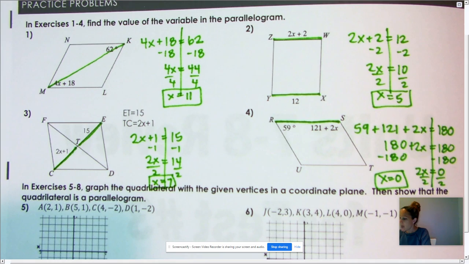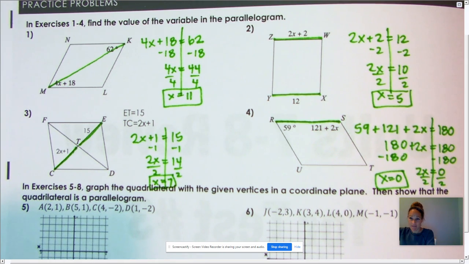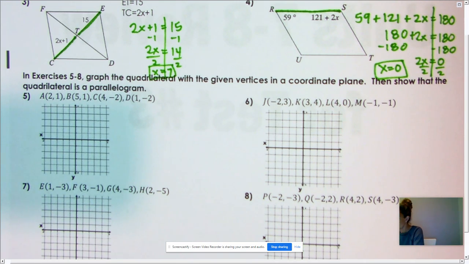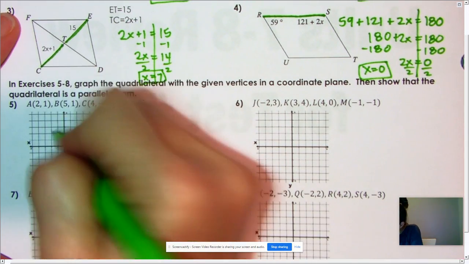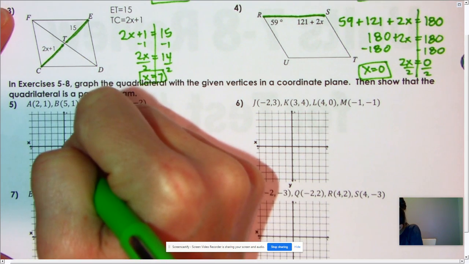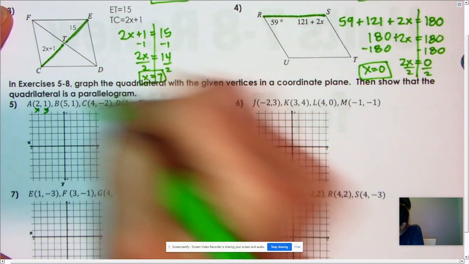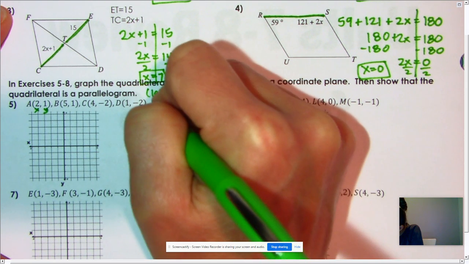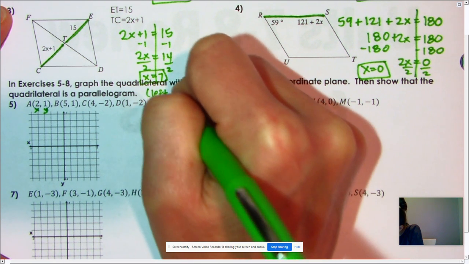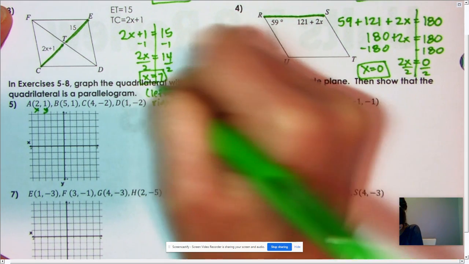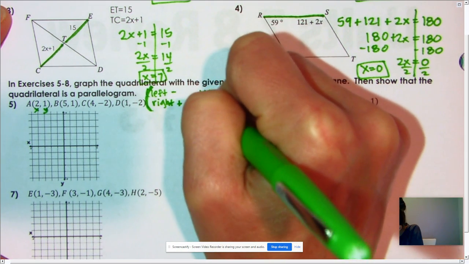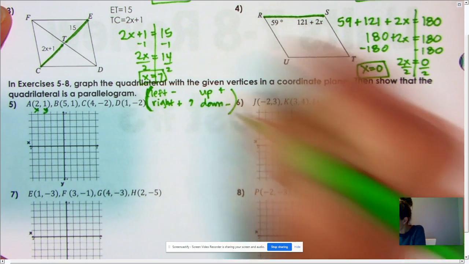All right, now we're going to start by graphing some of these quadrilaterals and trying to determine if it's a parallelogram. So we're going to plot the points. So I'm going to plot this one. A is, remember, this is x and this is y. We start by going left or right if it's a minus or a plus. And then the next thing we do is we go either up or down if it's a plus or a minus.